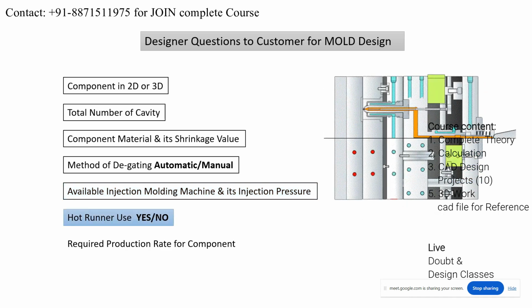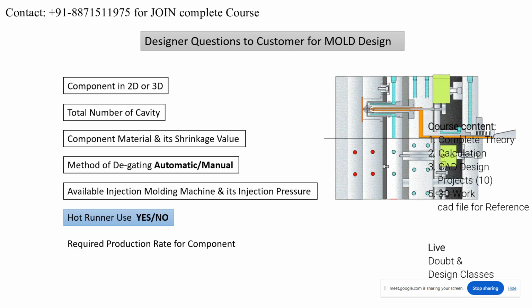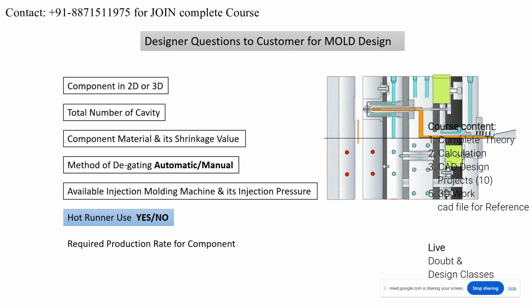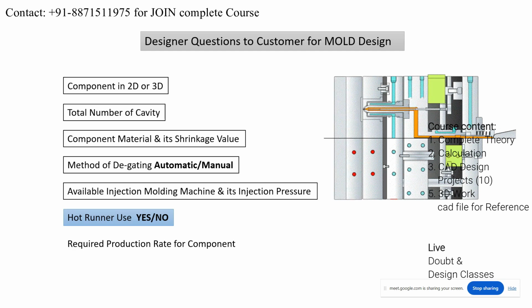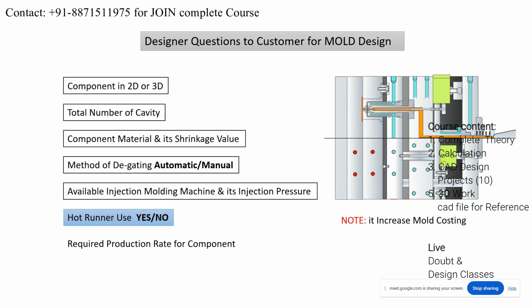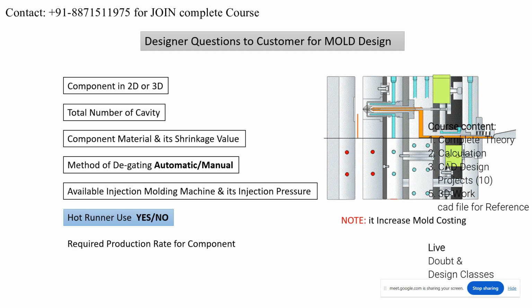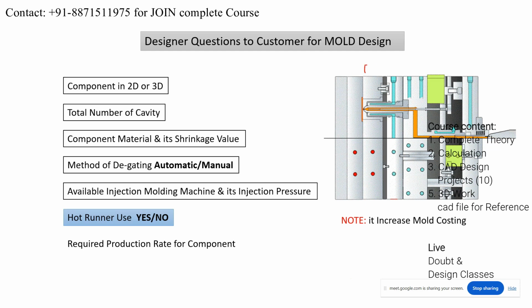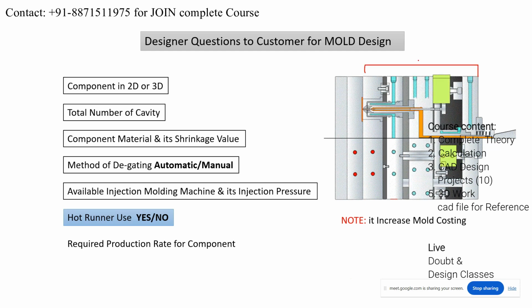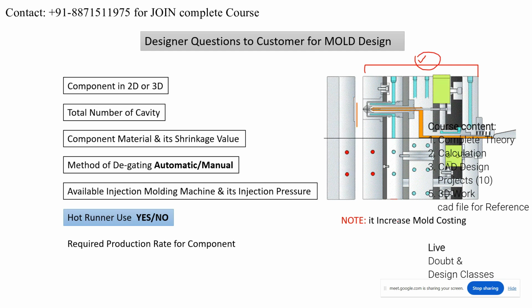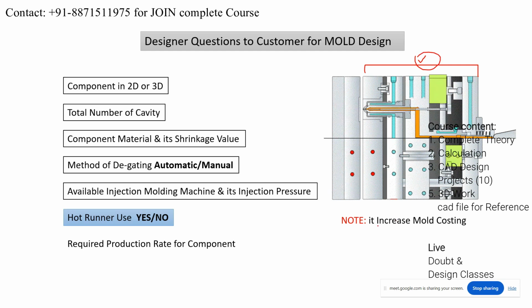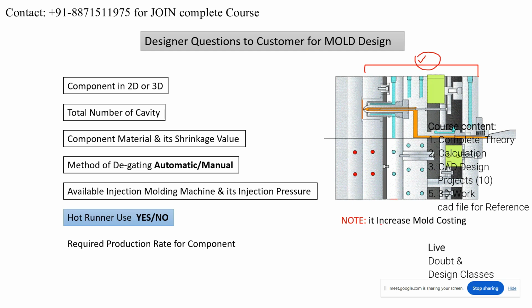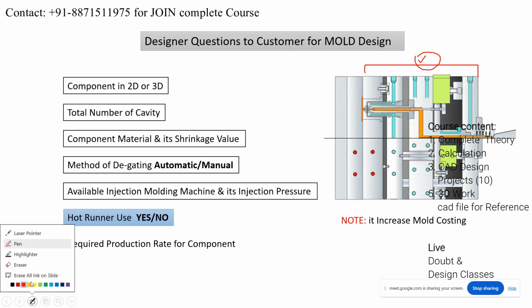Hot runner use, yes or no? This is an optional question. You can say hot runner use, yes or no. The customer just has to tick yes or no. Why? Because the hot runner is a completely different apparatus, and because of this the mold cost will be increased. Is it clear?